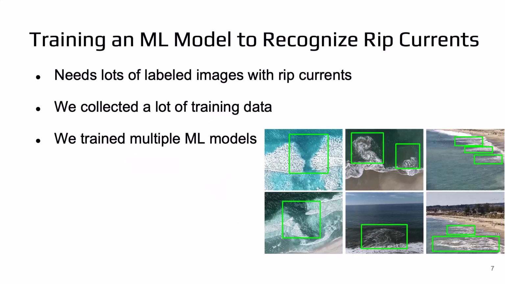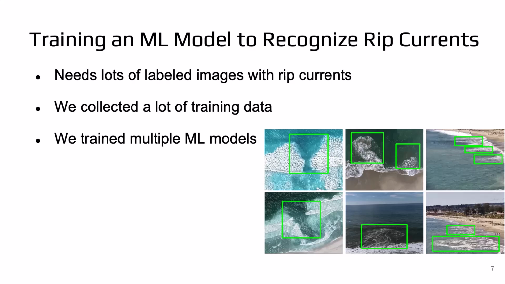So how can that be applied for rip current detection? The idea is the same, like detecting people or driving a car. We need a lot of labeled images with rip currents. So that's exactly what we did. We collected a lot of training data, which is not quite a lot, from the existing sources. That's probably one of the challenges here. I'll talk a little bit more about that towards the end of the talk.